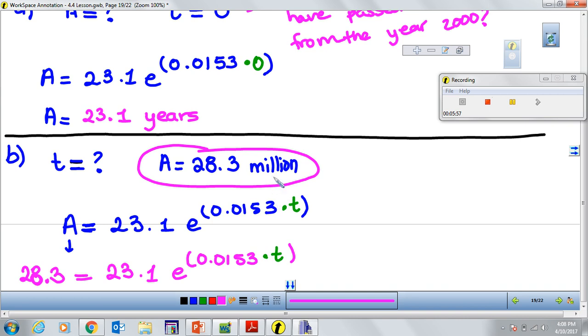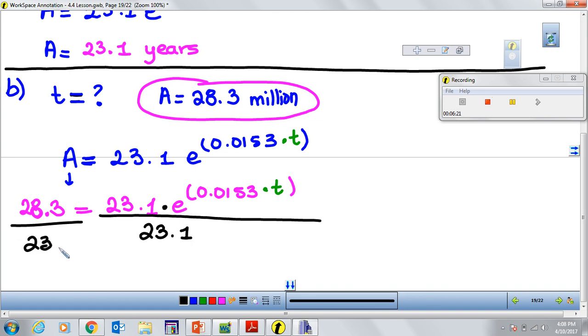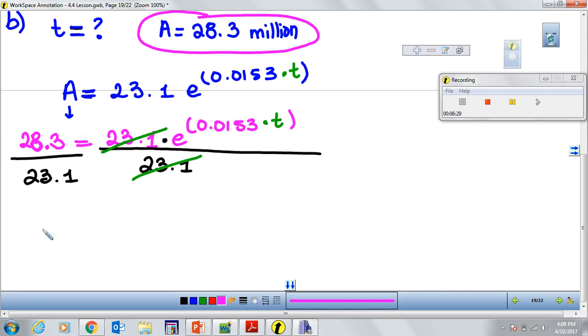So we want to find out when the population that was 23.1 million at the beginning is going to reach 28.3 million in the future. So first step, we want to get rid of this 23.1 that is multiplying times the e. So how do we get rid of that? We divide both sides by 23.1. So 23.1 and 23.1 on the left side, they both cancel. So we're left with this division.